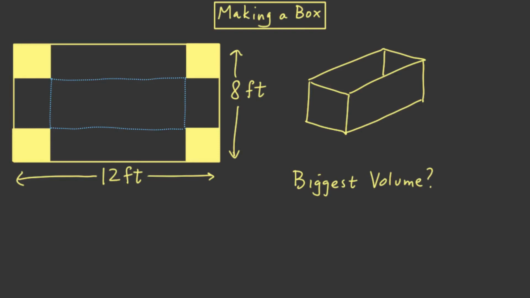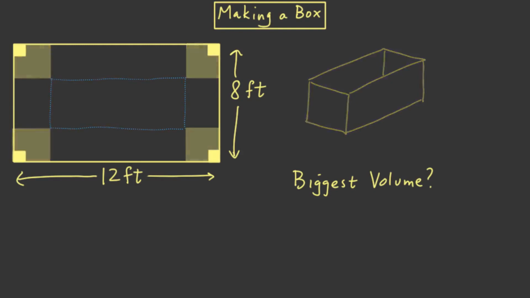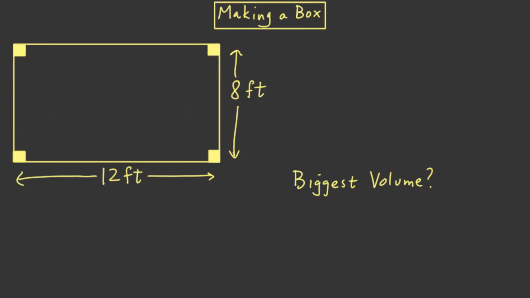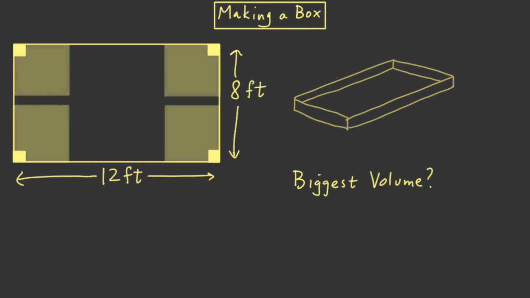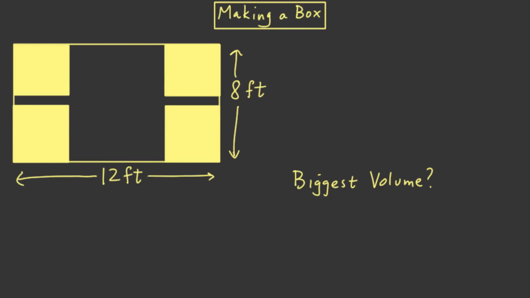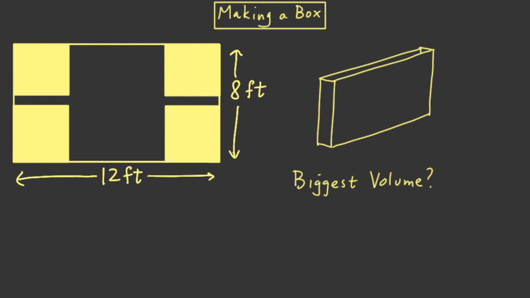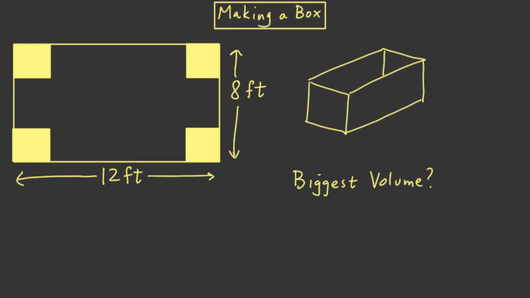First, let's take a moment and think about why this is an interesting question. It's because there are trade-offs involved. If we cut very tiny squares out of the corners of the cardboard, then our box is going to be really wide, but incredibly short, and that's not a very large volume. But if we cut out really large squares out of the corners, then the box becomes really skinny, and that's no good either. The sweet spot has to be somewhere in the middle.